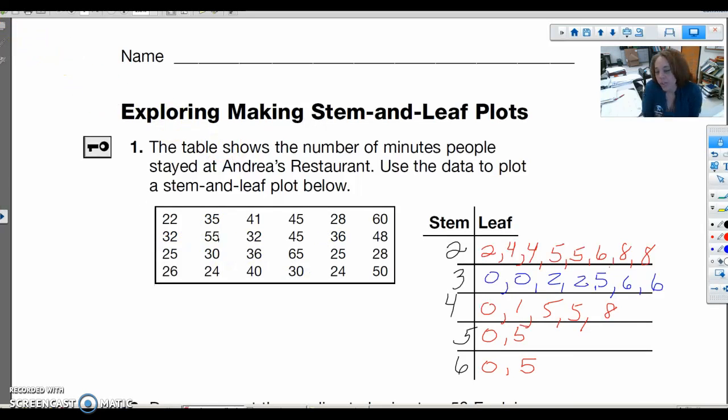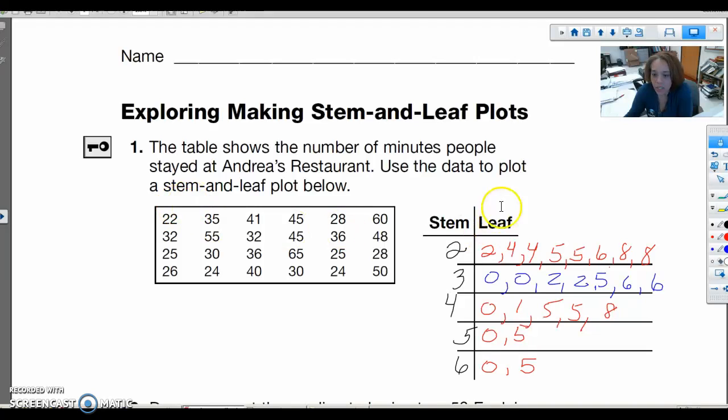Okay, so hopefully you've had an opportunity to complete the rest of that table, the stem and leaf plot. So let's take a look here at the stem of 4. We have 0, 1, 5, 5, and 8. Check your paper. And then for 5, a 0 and a 5. And then for 6, a 0 and a 5 as well.